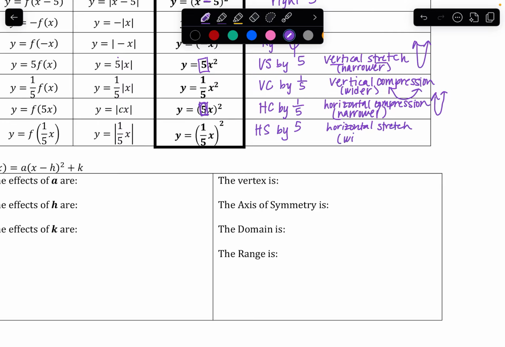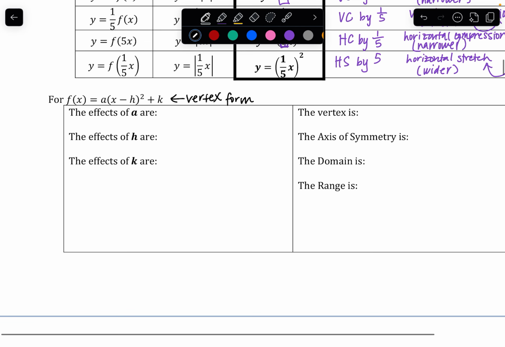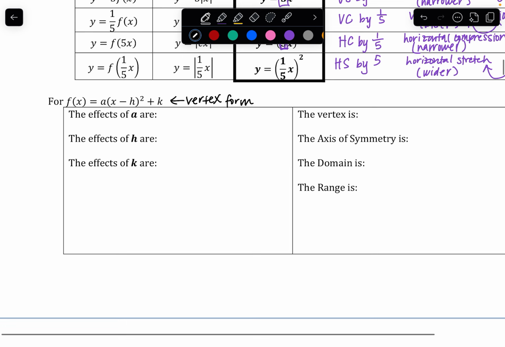Okay, and so this would be wider. Think of stretching a rubber band horizontally, it would be wider. Okay, and so this equation is something called vertex form. And we'll talk about that more next lesson. But it's called vertex form because you get the vertex for free just by looking at the equation. You can see that it's been moved right h and up k.